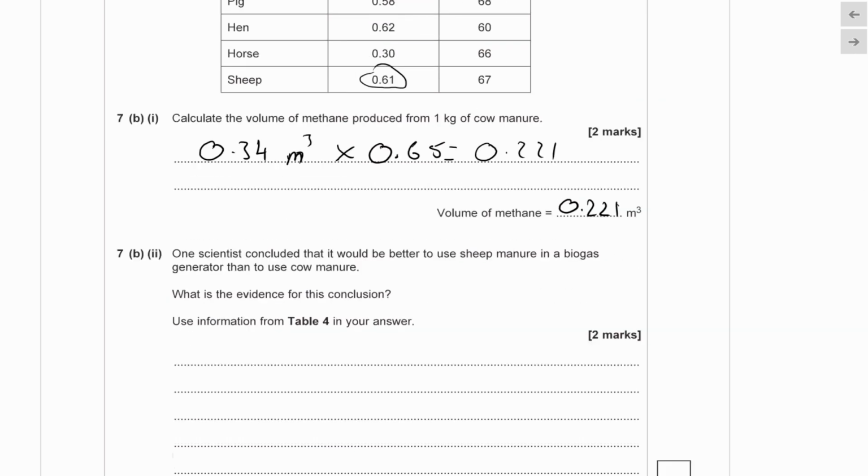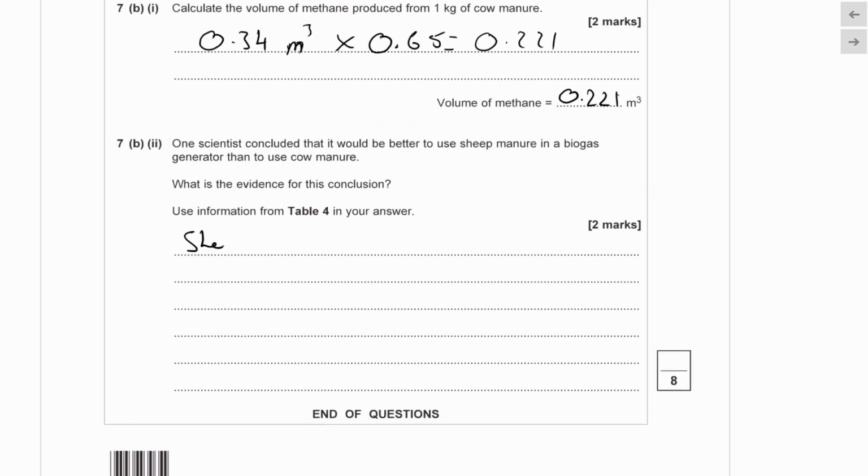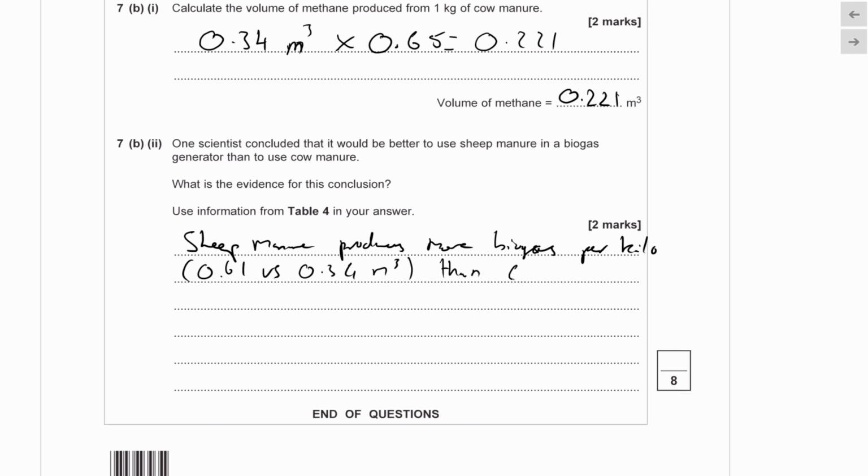So the first thing I'm going to say is that sheep manure produces more biogas per kilo, and I'll put some figures in. So 0.61 versus 0.34 meters cubed, not per, sorry, than cow manure. Okay, that's one piece of evidence. Now for the second one, let's have a look at the table.